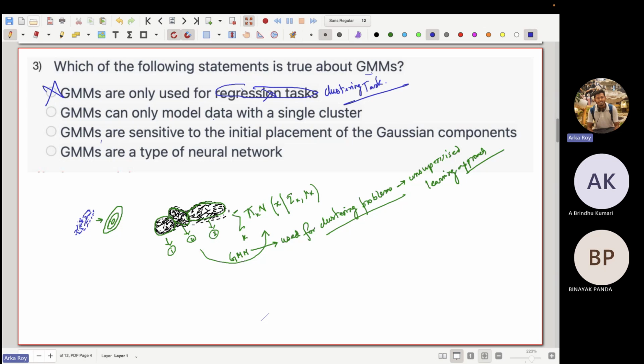GMM can model data with a single cluster. Over here, I have shown that this GMM is creating 3 different clusters. This is cluster 1, then you have cluster 2, and then over here you have cluster 3. So now you can understand that GMM can cluster the data by fitting multiple Gaussians with a linear combination of them. So stating that GMM can only do a single cluster is incorrect.